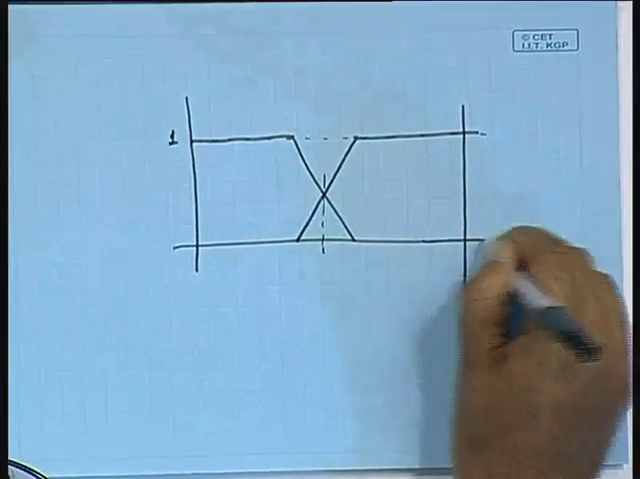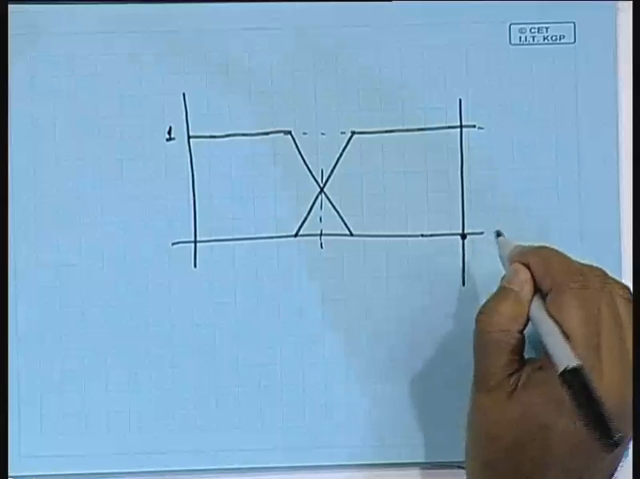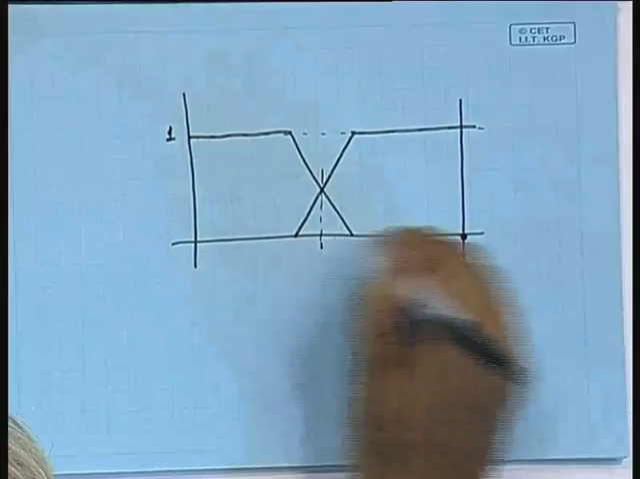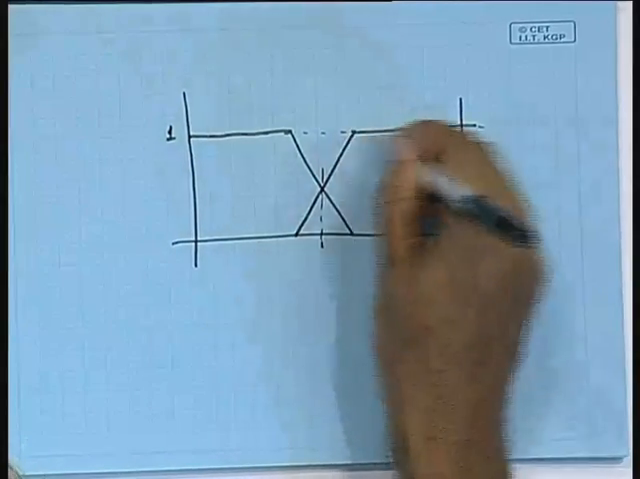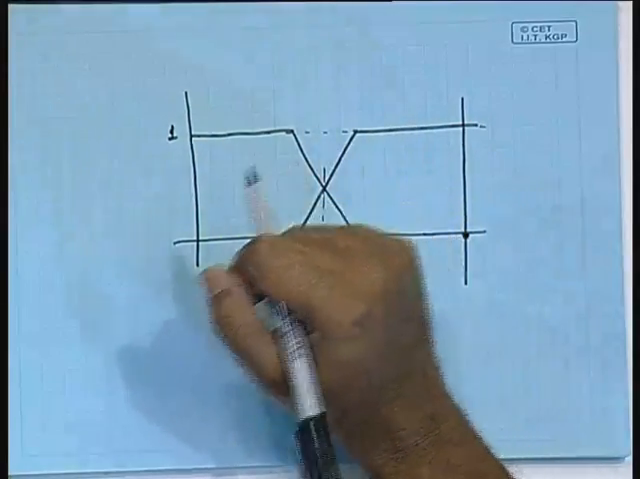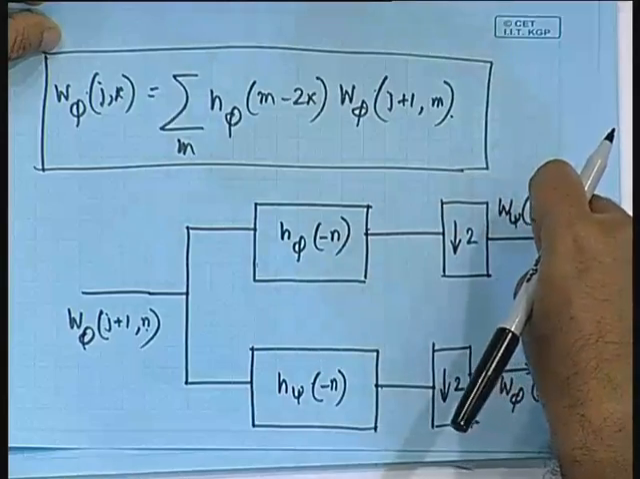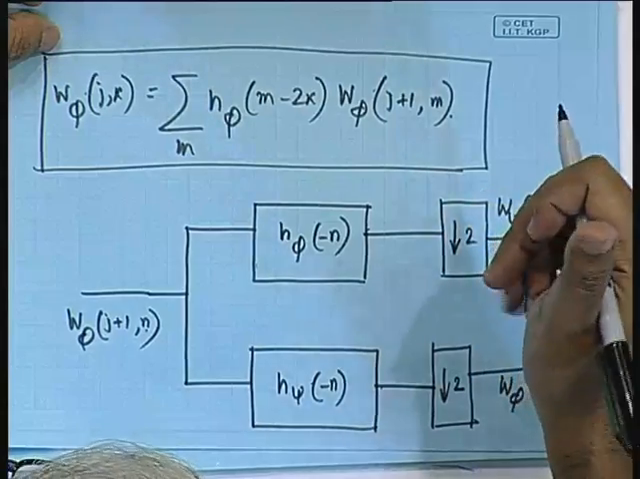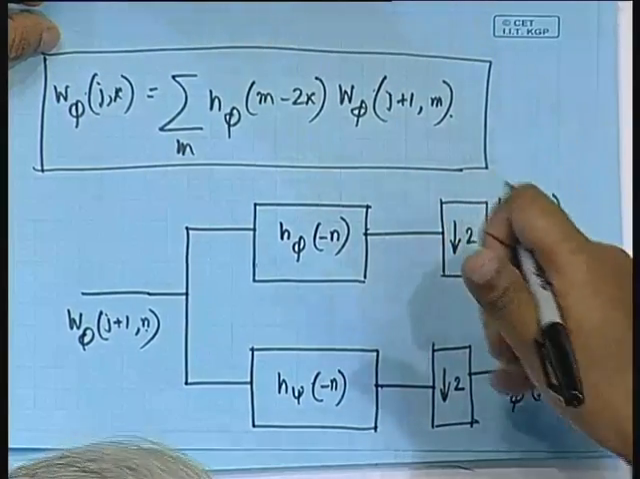Since the bandwidth has become halved, if this is my maximum frequency, then individually this band has half of the maximum frequency, and this band has the other half. So, the bandwidth is halved. That is why we can reduce the sampling rate by half in the individual channels. That is what we achieve by the decimation process. So, from W phi j plus 1, it is possible for us to get W psi j n and W phi j n, which means I can do this further using this W phi j n.